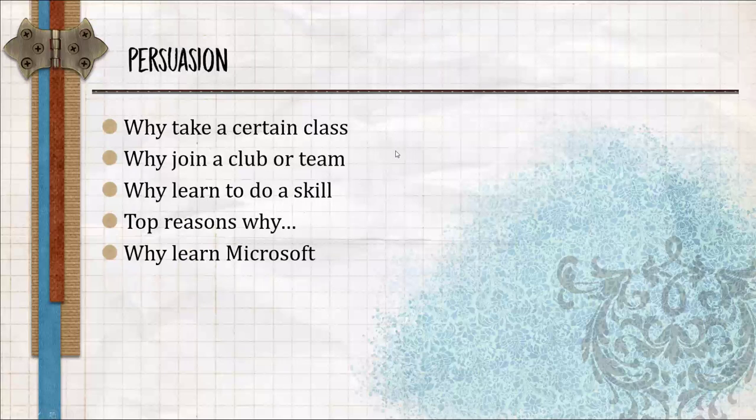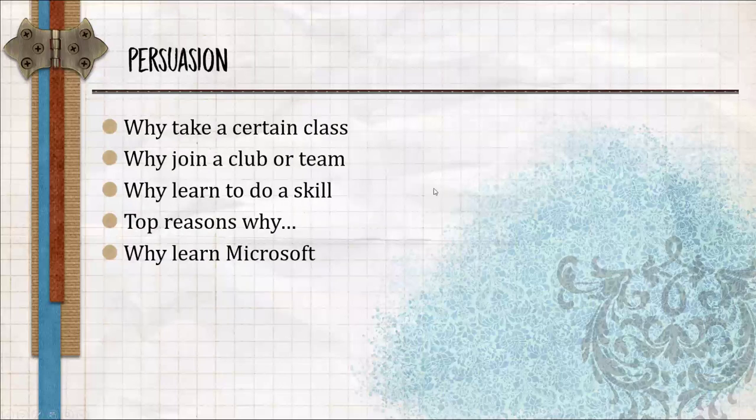Okay, then you could also do a persuasion one where you're like, why take a certain class? Why join this club or team? Why learn to do a skill? Top reasons why, whatever, something like that. So top 10 reasons or top 5 reasons of something. Why learn Microsoft? So if you wanted to persuade people, I had to make a PowerPoint like this to persuade students to take my class, and we played it in the hallway before registration, right? And it just loops, because that's the other thing, it's going to sit there and loop over and over again. They can just play while people are walking by, and they might stop and look at it. So that's a real world use of how I use this.